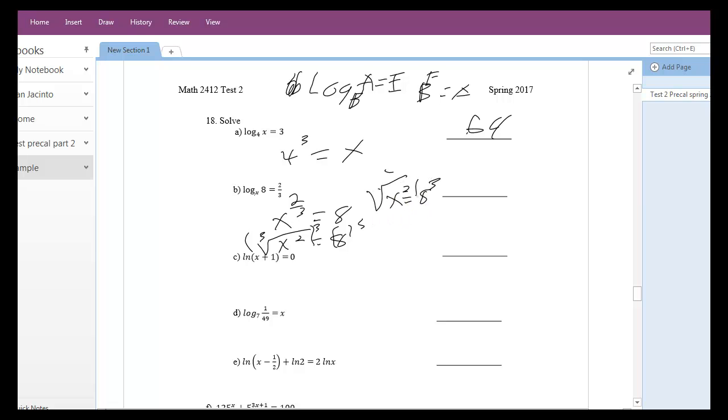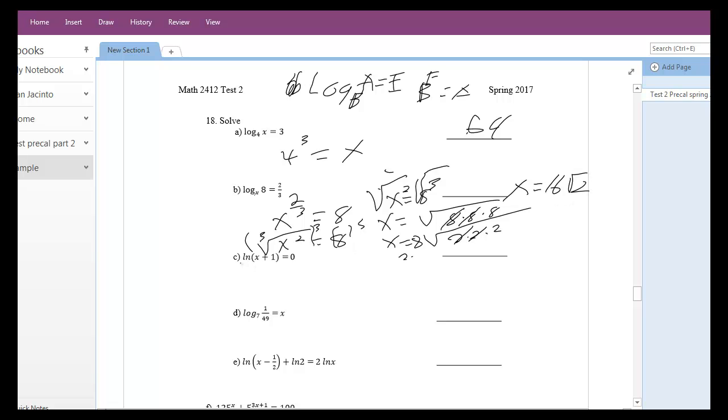Take the square root. I now have x equals the square root of 8 times 8 times 8. So that gives me 8, 2 times 2 times 2, kill, kill. That takes that 2 out. Now I should have x is equal to 16 square root of 2.